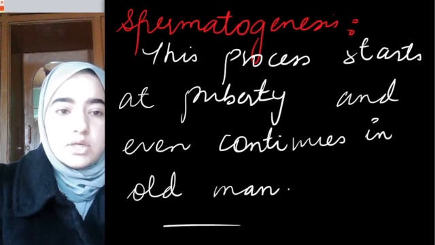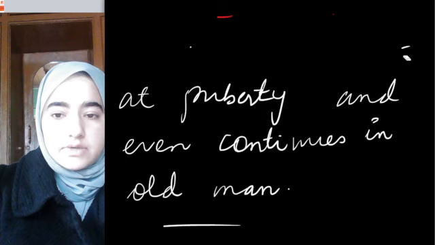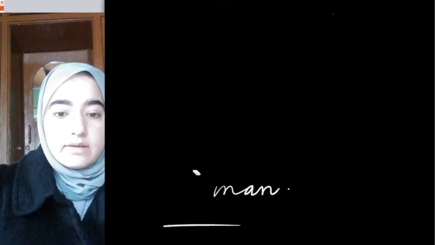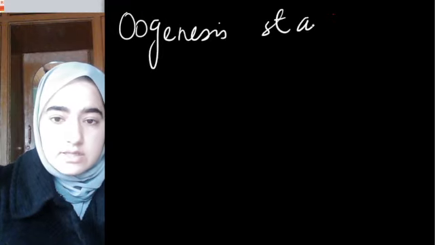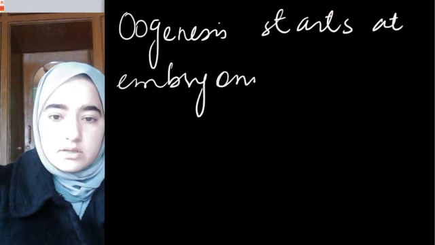But talking particularly about oogenesis, please remember the differences. Oogenesis, formation of the female gamete, starts at embryonic development. That means when the baby girl is inside the womb of her mother, she starts producing gametes.